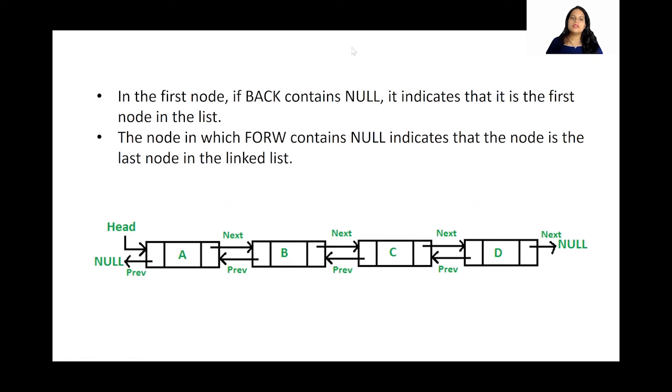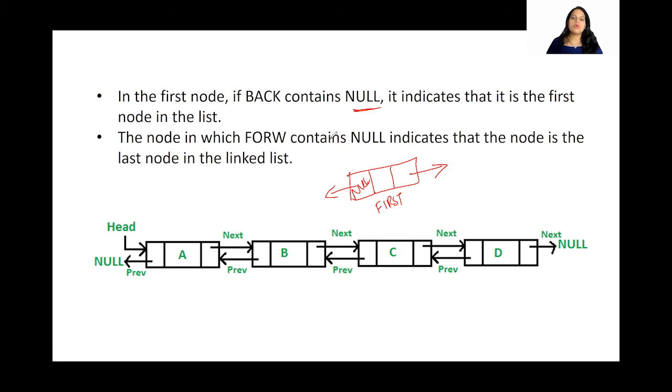Now, in the first node, if back contains null, it indicates that it is the first node in the list. What is the meaning of that? Like I said, I have a node something like this. This one is always going to point at the back and this one is going to point at the next one. Suppose this first one is null. This means that there is no other node before this, which means this is going to be my first node.